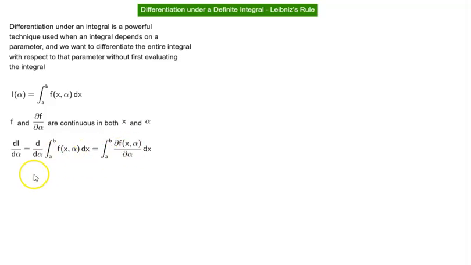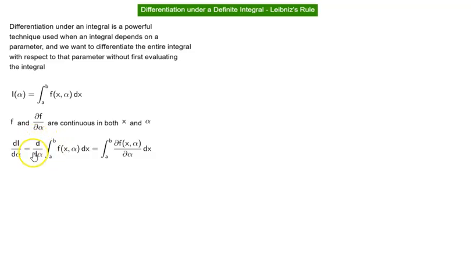So what the Leibniz rule says is dI by d alpha, that is the derivative of the integral with respect to alpha, is equal to d by d alpha of the integral of f of x comma alpha dx from a to b, which is equal to the integral from a to b of the partial derivative of f of x comma alpha with respect to alpha dx.